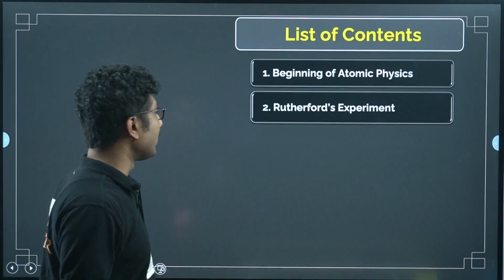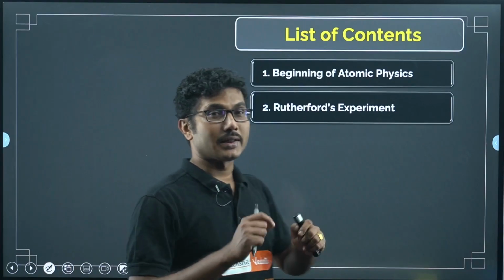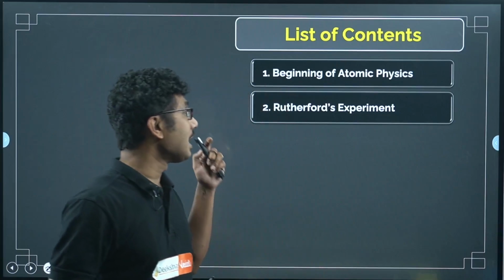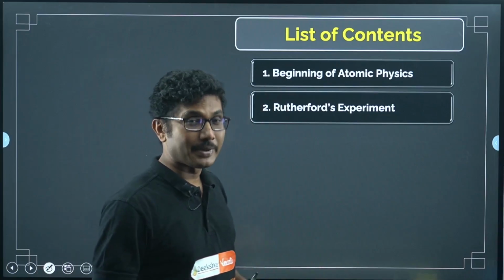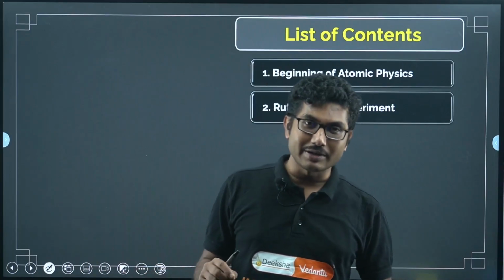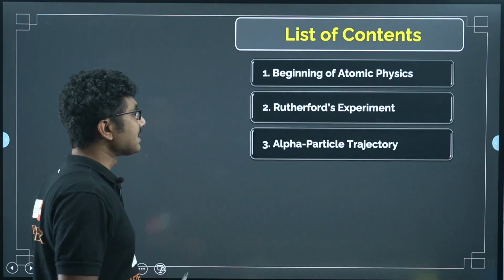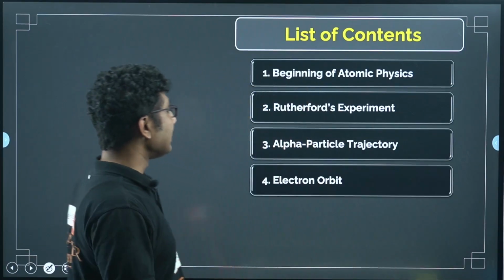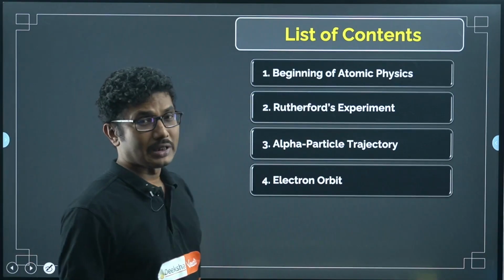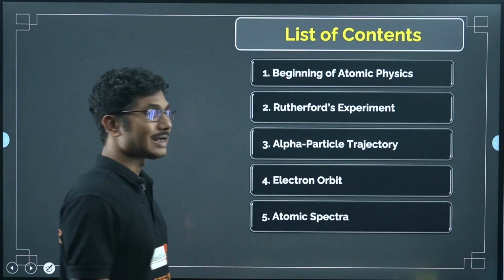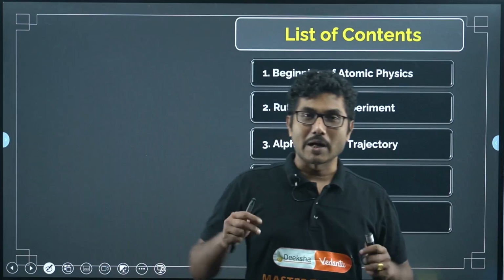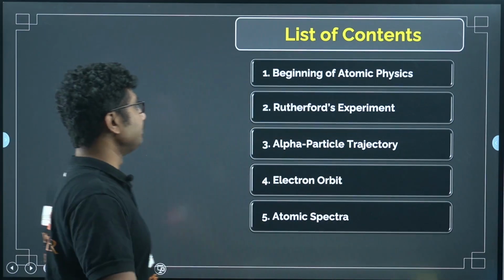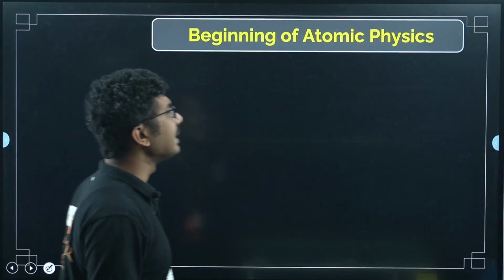Then we will move to Rutherford's experiment, the famous Rutherford's alpha ray scattering experiment, also called the Rutherford-Geiger-Marsden experiment, because there are three people involved in that experiment. Next we will study the alpha particle trajectory, what happens to the alpha particle. Then we will discuss the electron orbit, and then atomic spectra to conclude part 1. In part 2 we are going to discuss Bohr's model. Now let's start with the beginning of atomic physics.